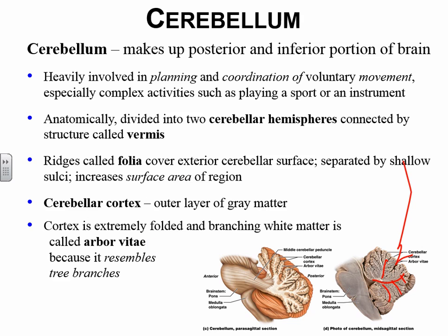Most of the cerebellum is gray matter, that unmyelinated, slow, steady signals. While the central part, the white tree, the arbor vitae, is white matter, which is going to be myelinated axons that are traveling with that rapid saltatory conduction.